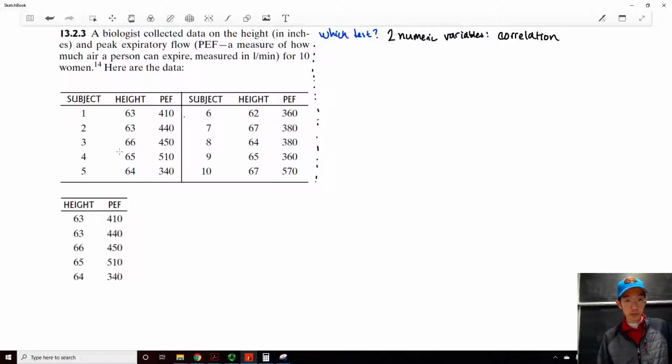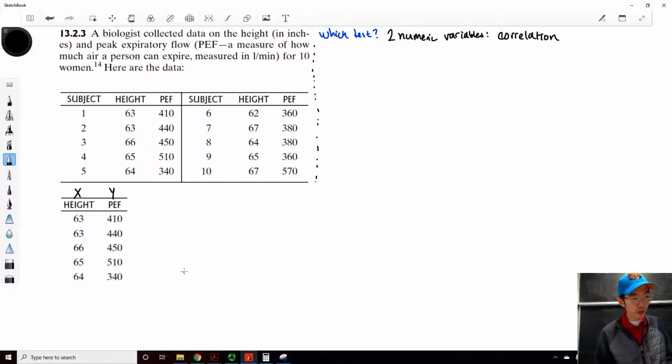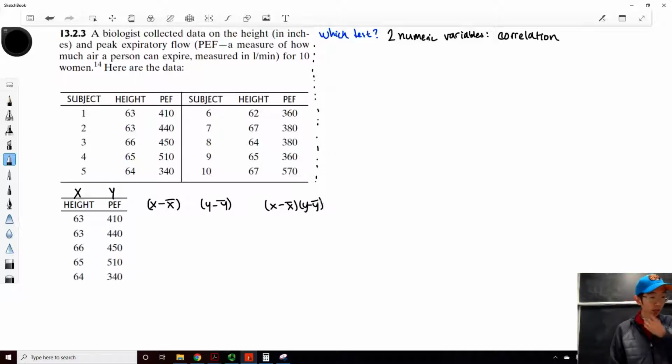Okay, so I will call height X, peak expiratory flow Y, and then I'm going to set up columns for myself. X minus X bar, Y minus Y bar, and then we're going to have X minus X bar times Y minus Y bar. All right.